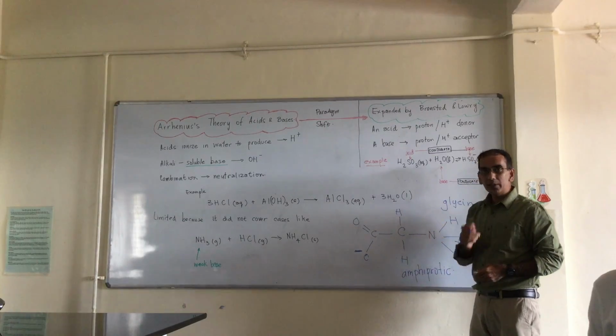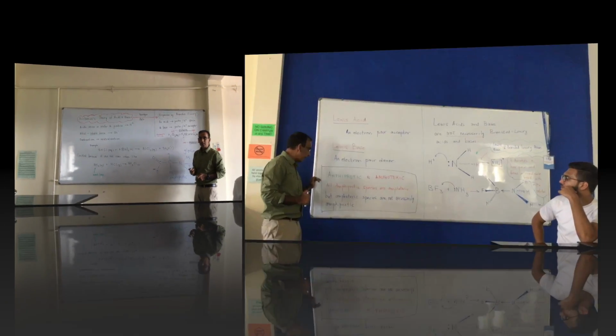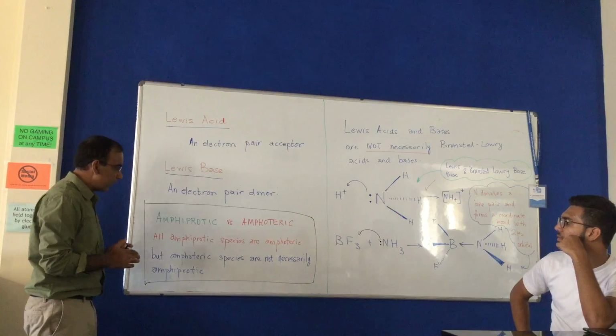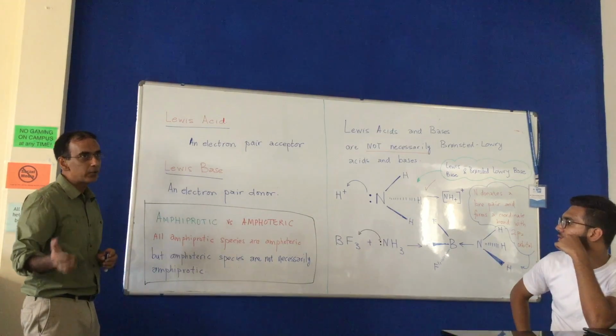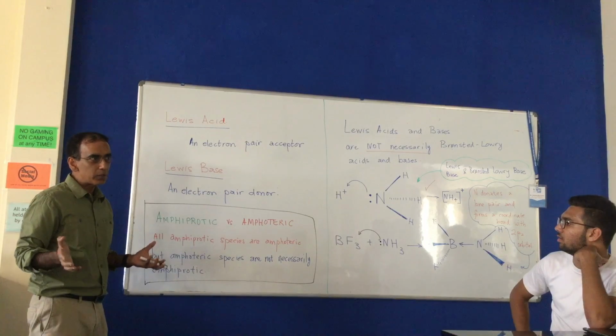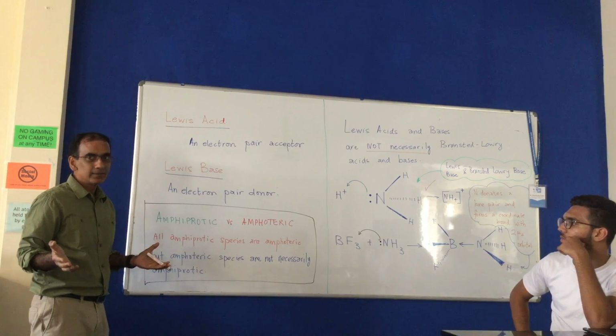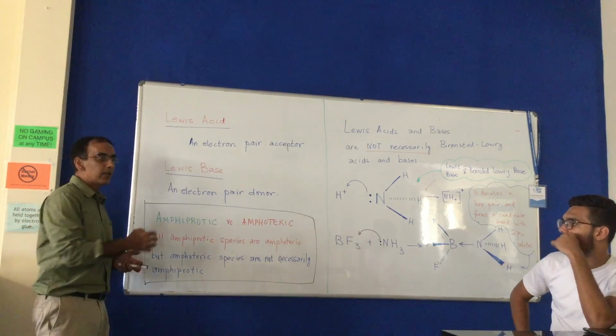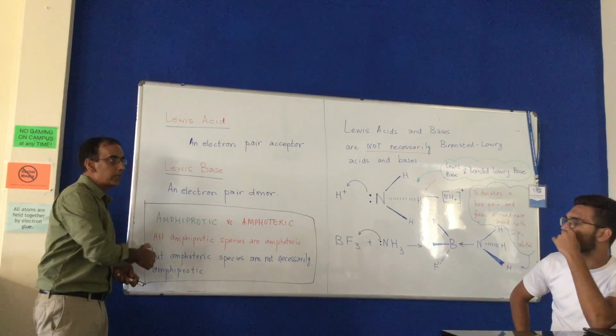Now we need to look at the definition of what is amphoteric. An amphiprotic substance is one that can behave as a Bronsted-Lowry acid or a Bronsted-Lowry base. For example, something that's amphiprotic is what? For example, an amino acid. It can receive a proton or it can donate a proton.